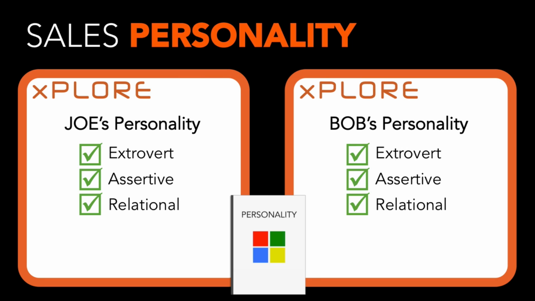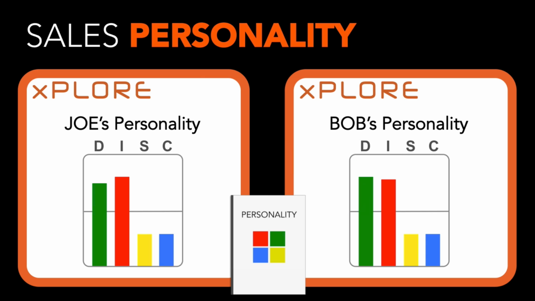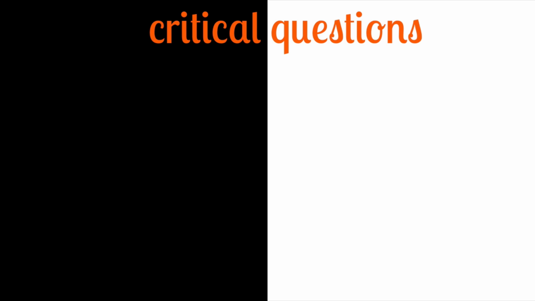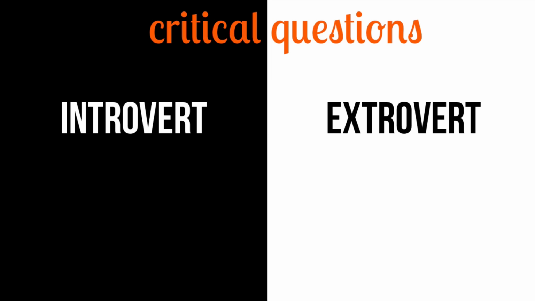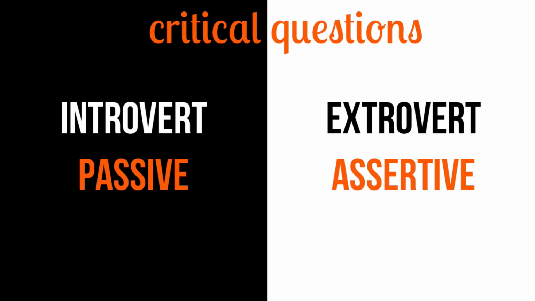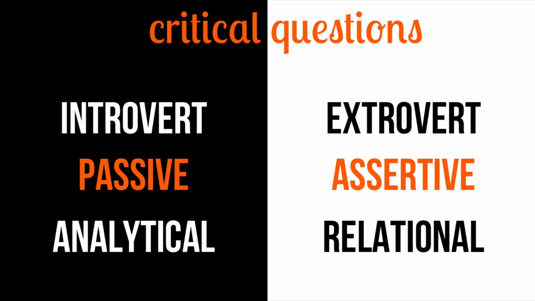Bob's personality style is just the same. So let's take a look at their graphs. As you can see, their extroverted graphs are literally identical. Now, here are some of the critical questions that we want to answer with this part of the assessment. The first is, are they an introvert or are they an extrovert? Passive or assertive? Analytical or relational? Now, if we only measured personality style and stopped here, then we might assume that Joe and Bob would both sell well. But there's more to measure, so let's keep looking.